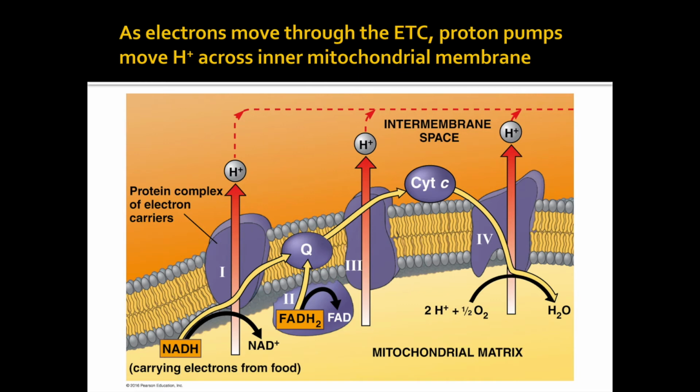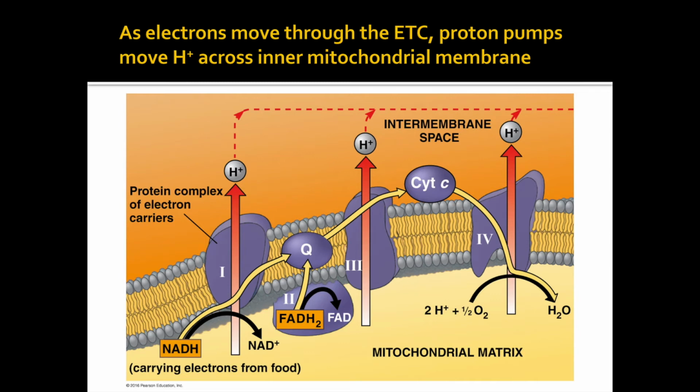And I'm going to say pumped because they are pumping from a low concentration in the matrix to a high concentration in the intermembrane space. And so you can see, as we've done in our drawings, all those protons are collecting there in the intermembrane space. Now, FADs also drop off electrons and protons, but they drop off later on in this chain, so less energy overall is released by the electrons that are dropped off there, so not as many protons can be pumped into that space from FADs as from NADs.